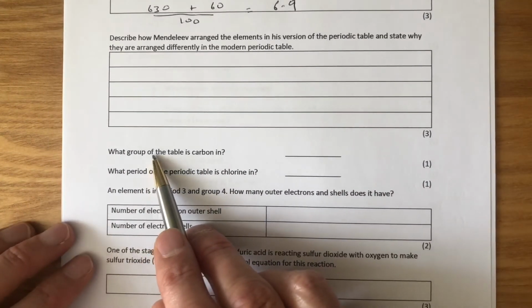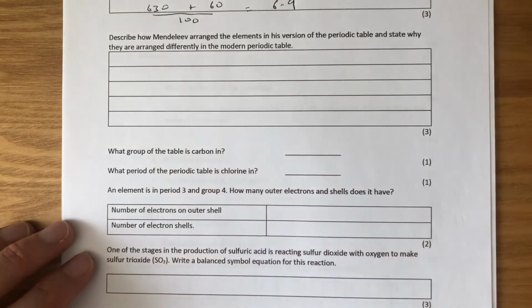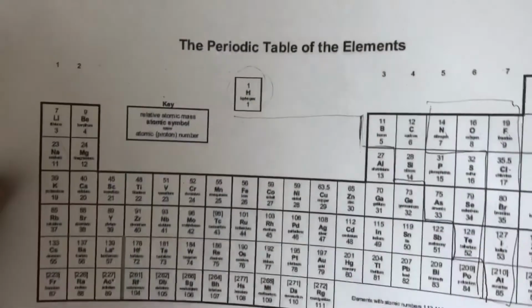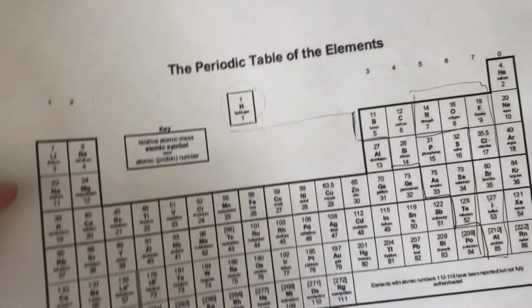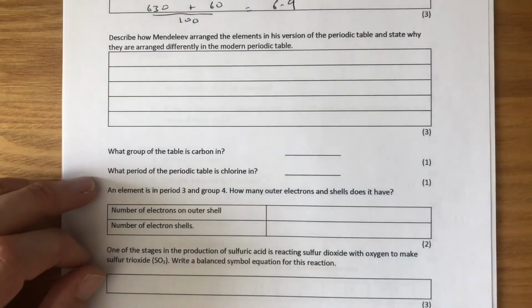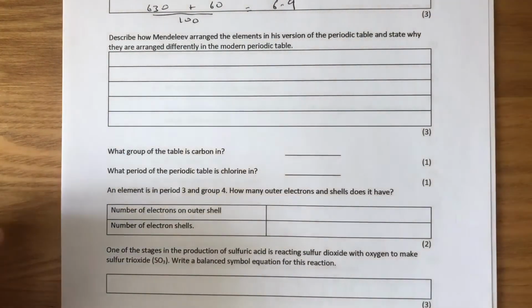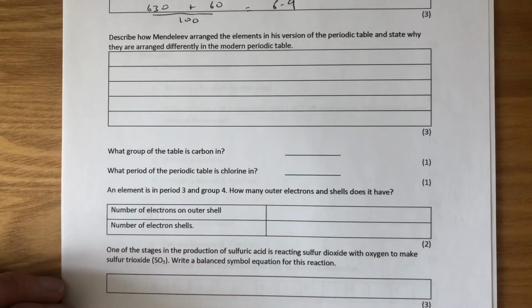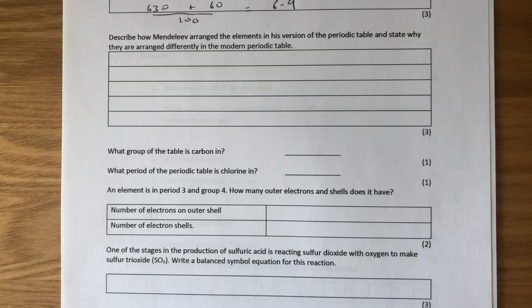What group of the table is carbon in? Well, find carbon. Okay, that's simple. Yes, find carbon. What period of the table is chlorine in? That's just a question about groups and periods. Again, we've covered that already. An element is in period 3 and group 4. How many outer electrons and shells does it have?